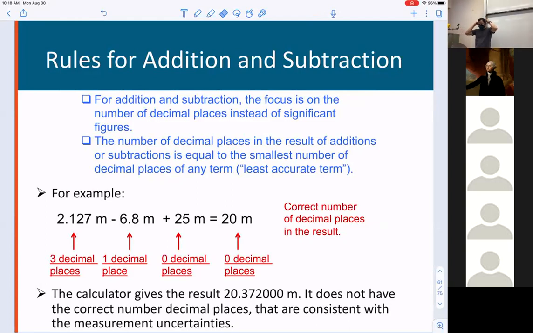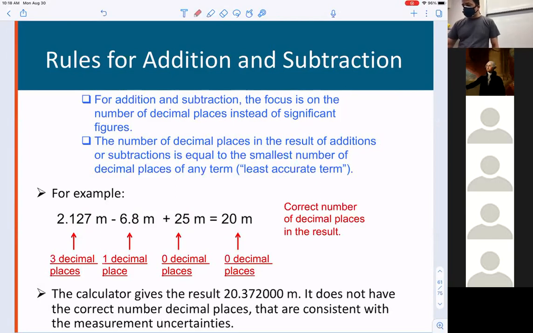The rules for addition and subtraction are a little bit different than the rules for multiplication and division. And here the idea is that the focus is on the number of decimal places instead of the number of significant figures. So the number of decimal places in the result of additions or subtractions is equal to the smallest number of decimal places in any term, the least accurate term. So for example, here, this thing has 3 decimal places, this thing has 1 decimal place, this thing has 0 decimal places. And so therefore, your final answer should have 0 decimal places.